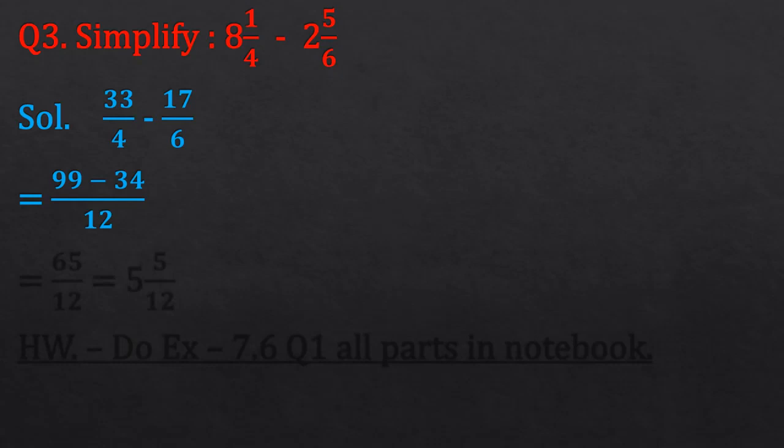Divide this 12 by the denominator of the first fraction. And what is the denominator of the first fraction? 4. So 12 divided by 4 is 3. And this 3 will be multiplied by the numerator, that is 33. So 33 multiplied by 3 is 99.